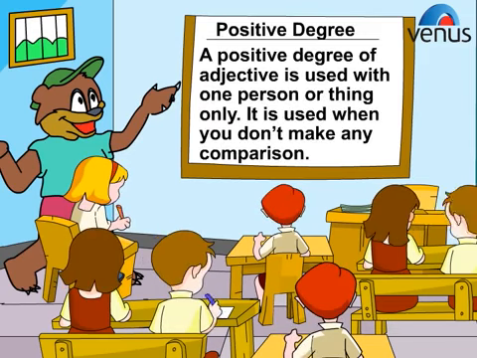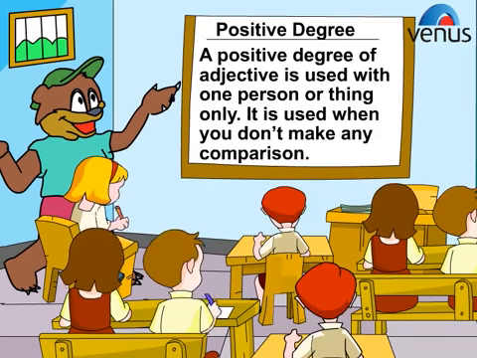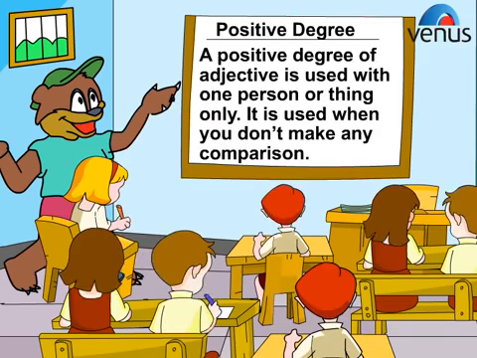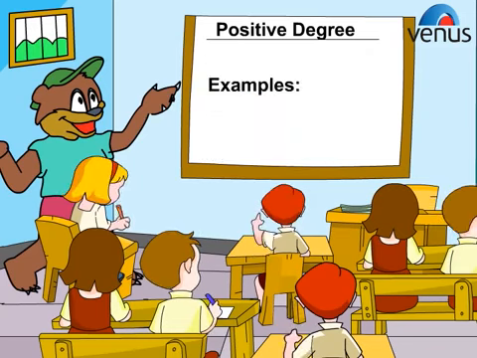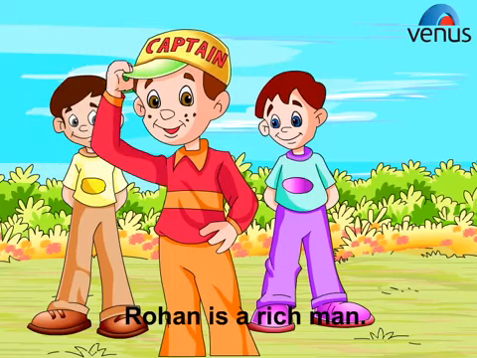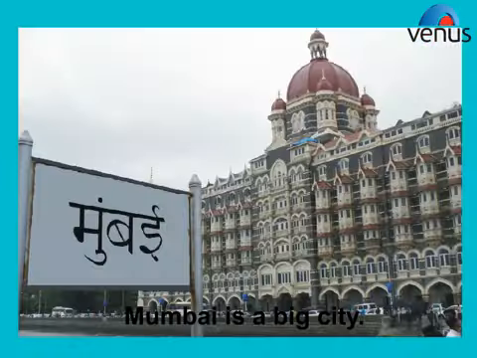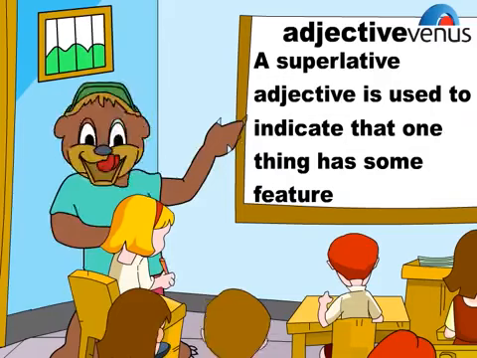Positive degree. A positive degree of adjective is used with one person or thing only. It is used when you don't make any comparison. Examples: Rohan is a rich man. Mumbai is a big city.